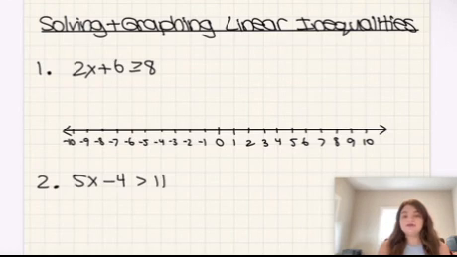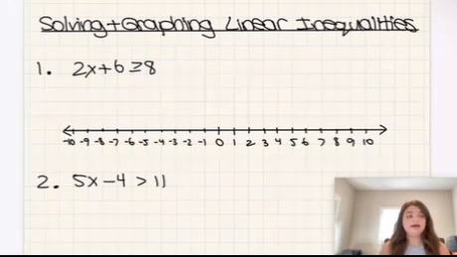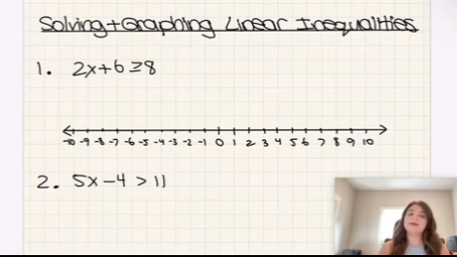The only difference between how we would solve a linear equation versus a linear inequality is that whenever we multiply or divide a negative through the inequality sign, the sign flips, right? So if we multiply or divide a negative sign through the inequality, that means a greater than sign becomes a less than, or a less than becomes a greater than, or greater than or equal becomes less than or equal, and less than or equal becomes greater than or equal. So that's the only difference.